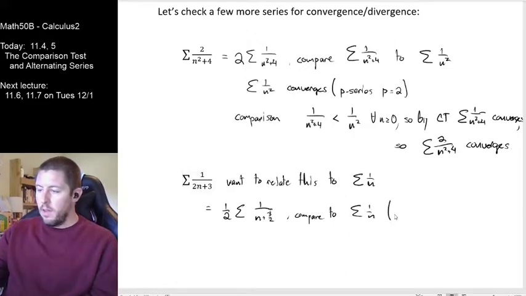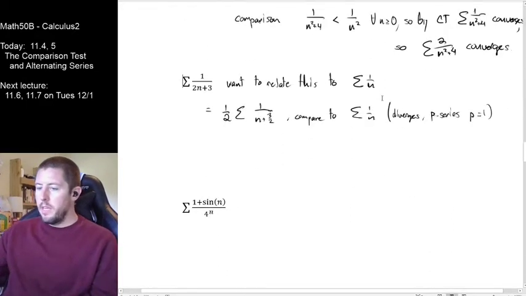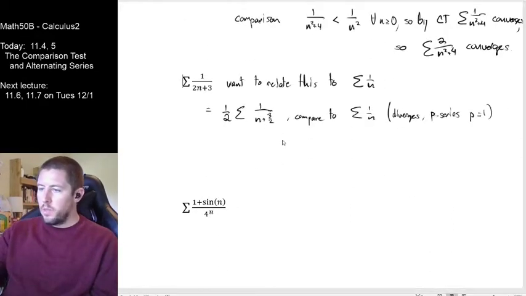So let's compare to 1 over n, and we say this diverges. This is a p series, p equals 1. And what do we see here? Well, I see that 1 over n plus 3 halves. All of these terms are smaller than 1 over n because the denominator is bigger, right?